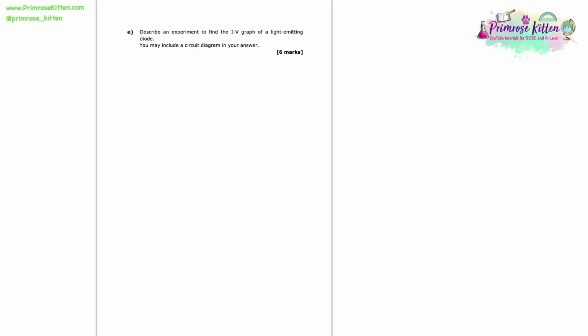So here we have our big 6-mark question. We're asked to describe an experiment that will find the IV graph of a light-emitting diode. And we can use a circuit diagram in our answer, and I think they're a really useful way to aid our explanation. So let's start off by drawing our circuit diagram.